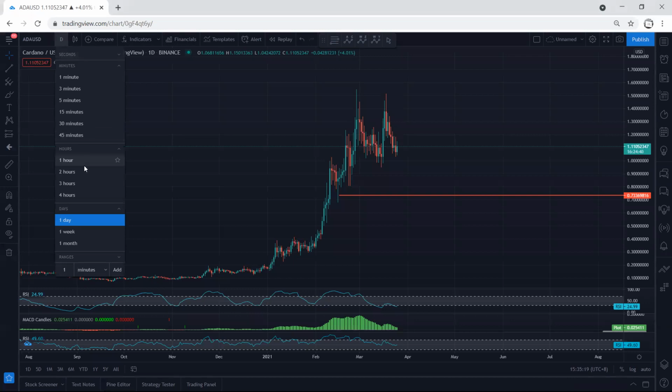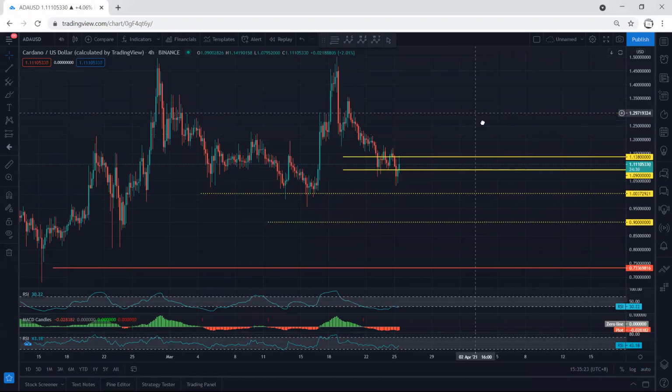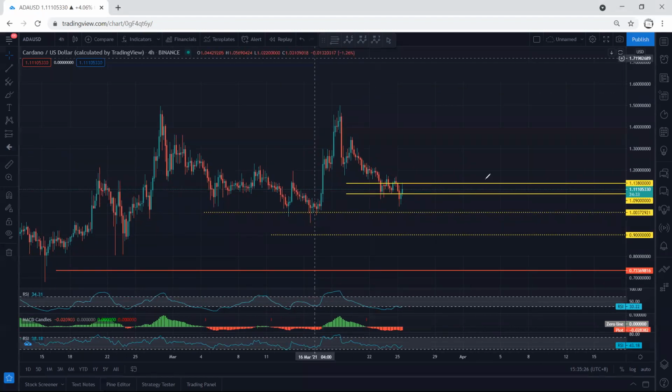Okay, now we move to the 4 hour chart. We want to see how we can trade based on the 4 hour chart. First of all, we mentioned if there is a breakout of 1.09, the next level is 1, followed by 0.9. Okay, as we can see, the price broke and reversed.